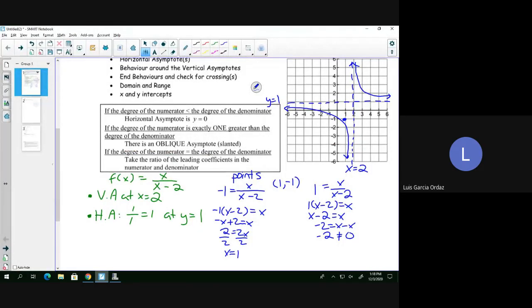So we have our asymptotes, we have a sketch of the graph. Now we need to determine the behaviors around the vertical asymptotes, the end behaviors, and check for crossings. We want to figure out our domain and range and the x and y intercepts. Okay?